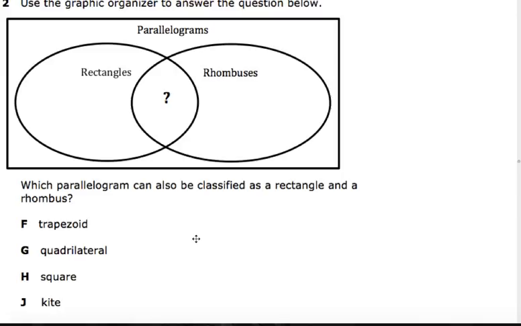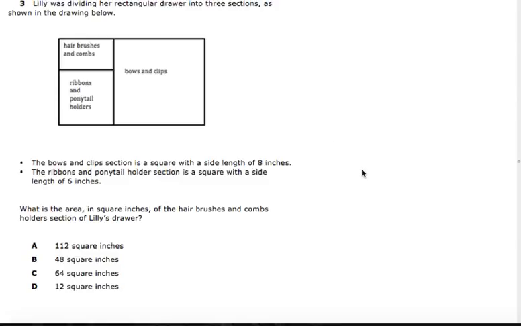Number 2. Use the graphic organizer to answer the question below. Which parallelogram can also be classified as a rectangle and a rhombus? F. Trapezoid, G. Quadrilateral, H. Square, J. Kite.